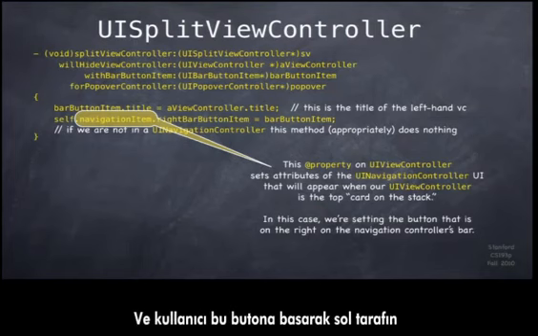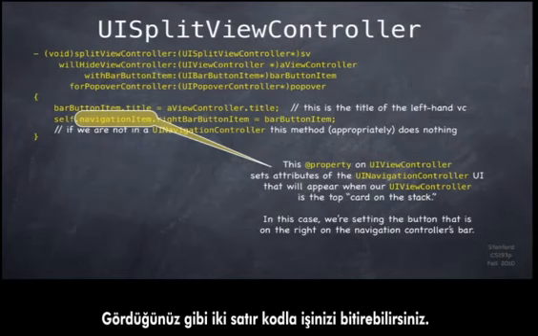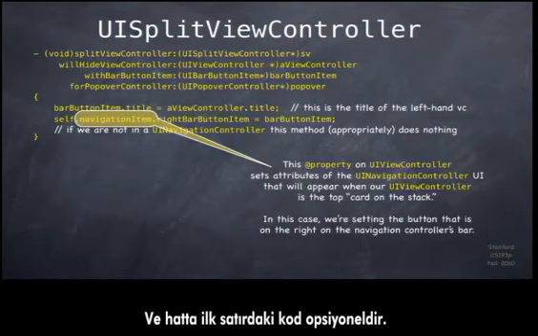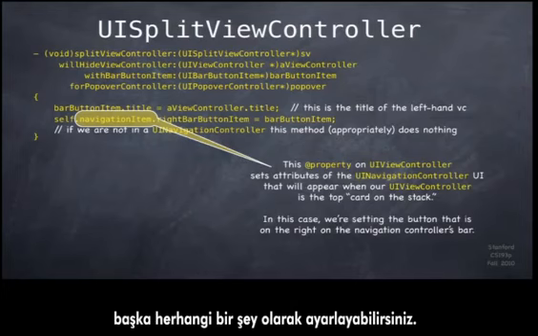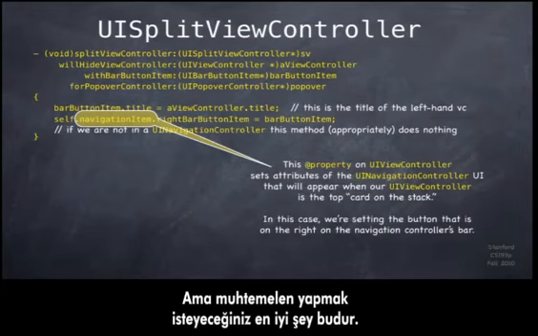And that's how the user is going to be able to press that button and get the left-hand view to pop up. Okay? So you can see 2 lines of code and you're done. And even the first line of code is kind of optional. You could set that button title to be something else, like pop up or something like that, but this is probably the best thing you'd want to do.